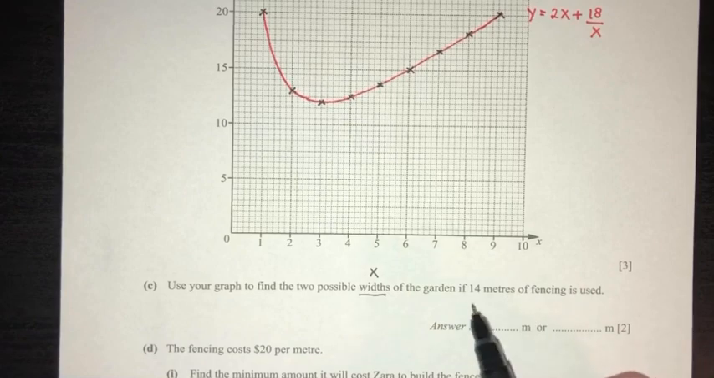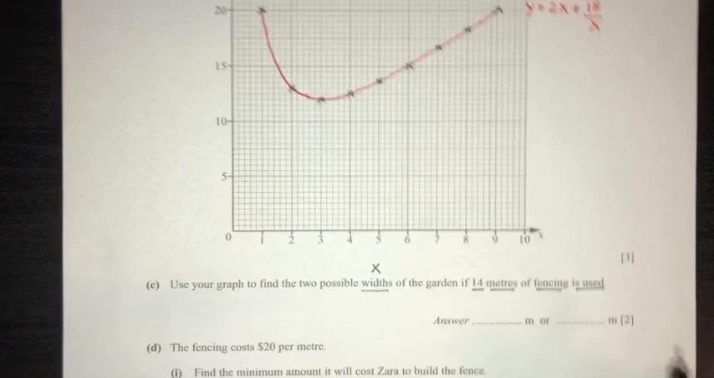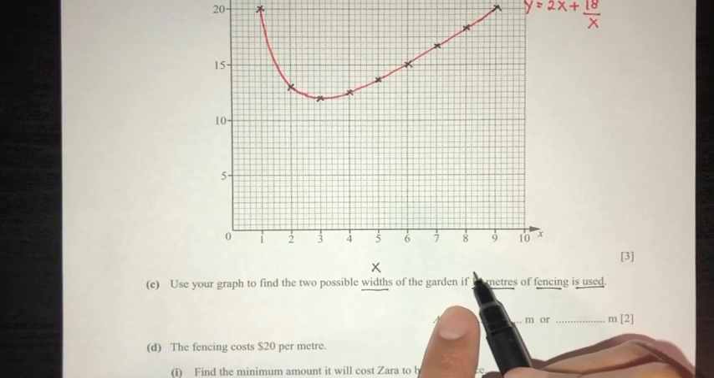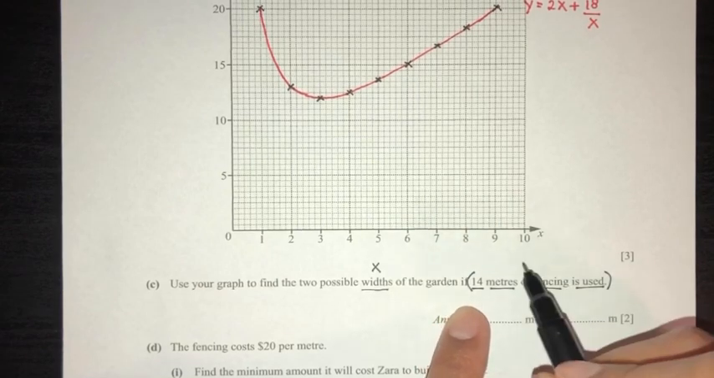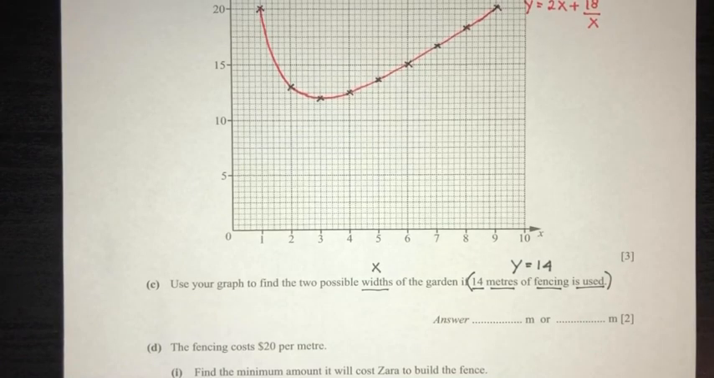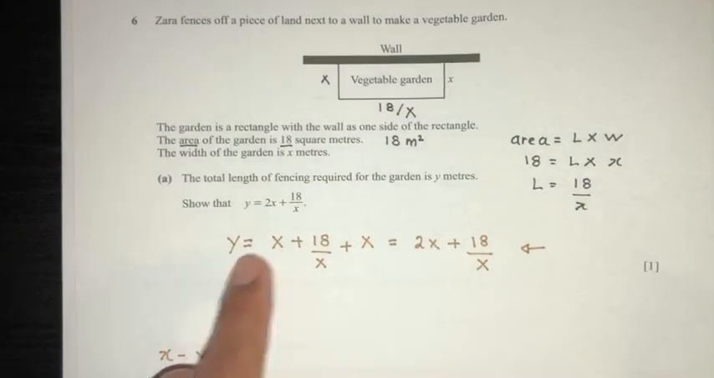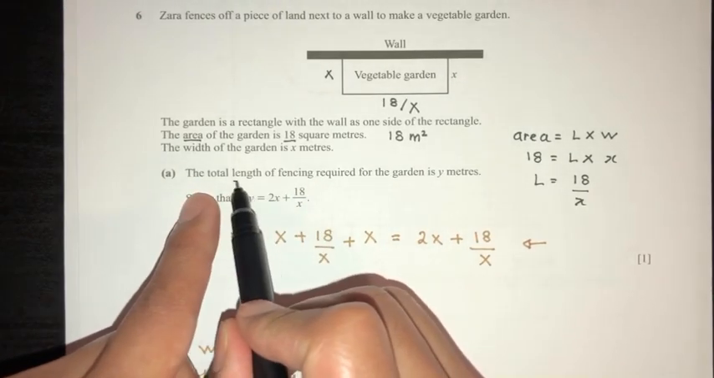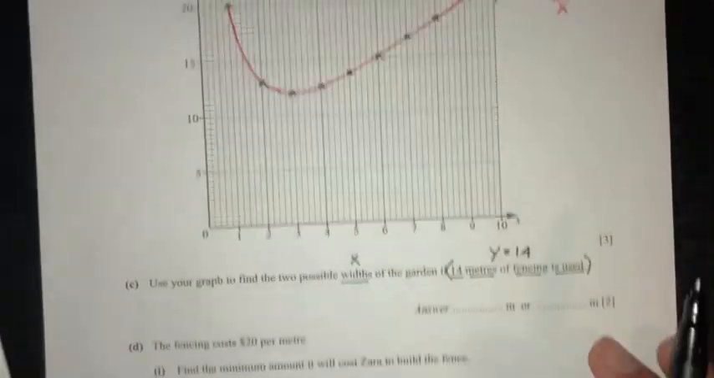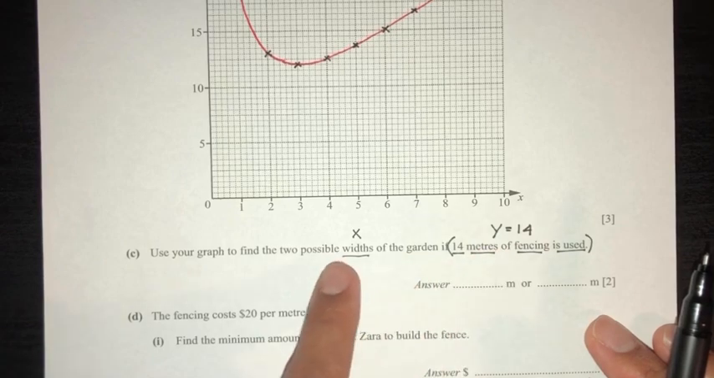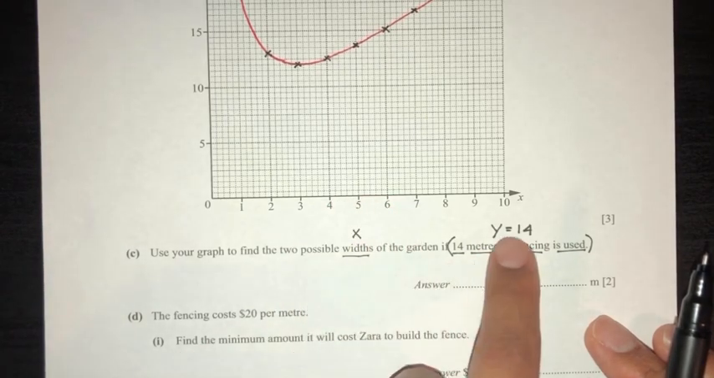Of the garden is 14 meters of the fencing used. So you have to understand that this is telling you that y is equal to 14, because the length of the fence used is given by this equation, y equal to this. This is the length of the fencing, so length of fencing used. So here 14 meters of fencing is used, so y is equal to 14. So find the values for x when y equal to 14.